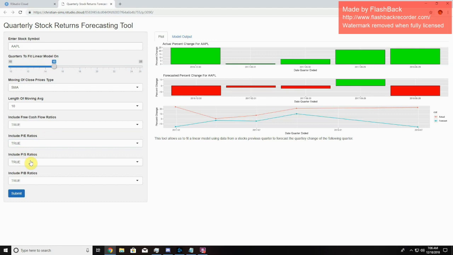The PS ratio is a valuation ratio that compares a company's stock price to its revenues. The PS ratio, or price to sales ratio, is an indicator of the value placed on each dollar of a company's sales or revenues. It is calculated by dividing the company's market cap by the revenue in the most recent year, or dividing the per share stock price by the per share revenue.